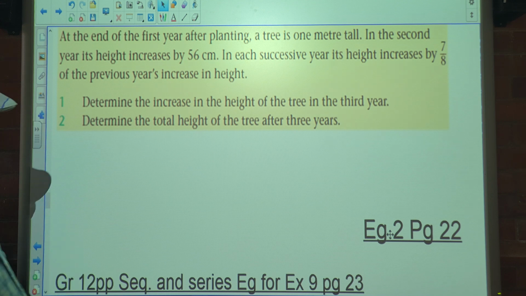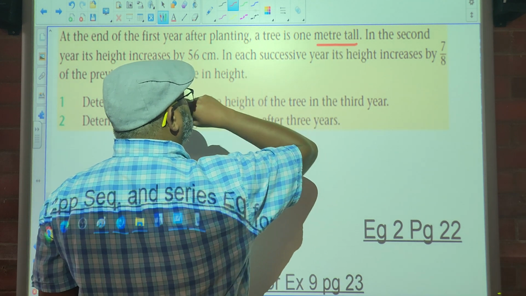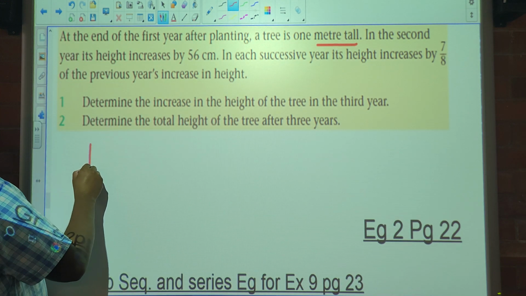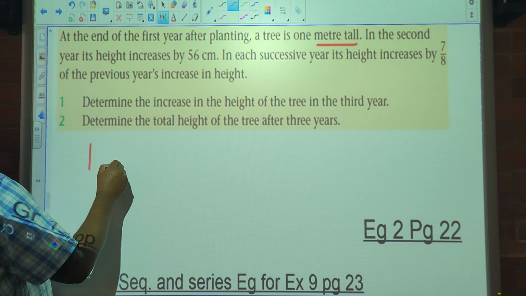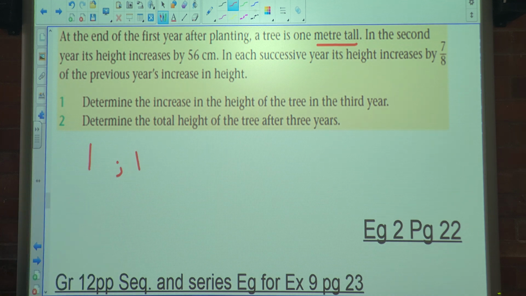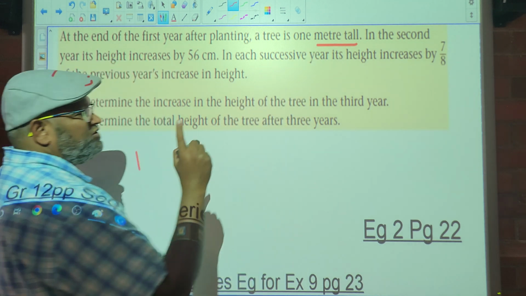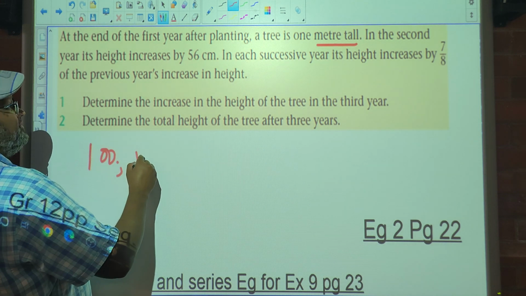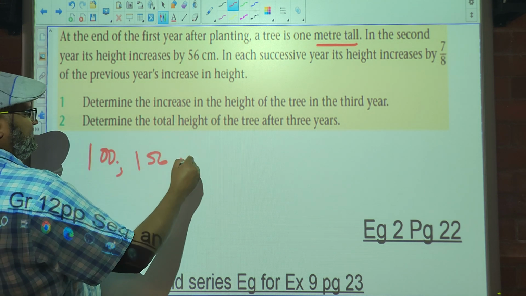So at the end of the first year, the tree is 1 meter tall. The second year it increased by 56. How many centimeters are there in a meter? 100. So I'm going to convert this 1 meter to 100 centimeters, so that I have the same SI unit. Otherwise you can work with commas as well. So it's 100, then 156 and so on.